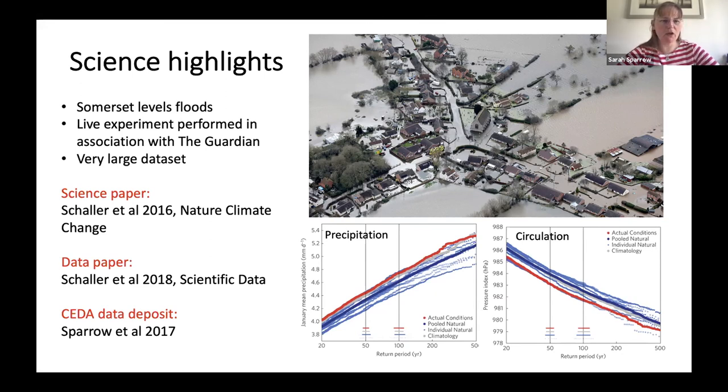But we also deposited the data in CEDA, so we can encourage people to use FAIR data principles to actually access the data. And we also provided a data paper to promote reuse of this data set that's available.